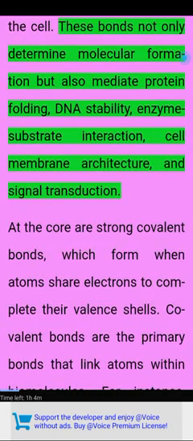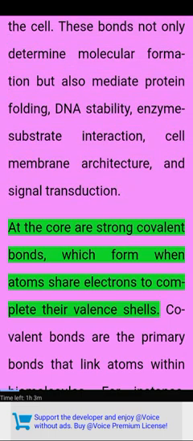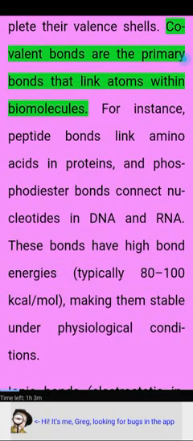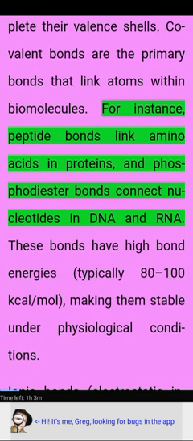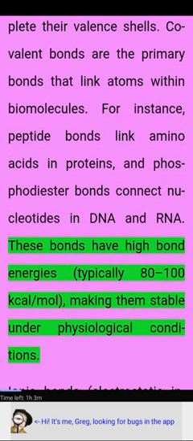These bonds not only determine molecular formation but also mediate protein folding, DNA stability, enzyme-substrate interaction, cell membrane architecture, and signal transduction. At the core are strong covalent bonds, which form when atoms share electrons to complete their valence shells. Covalent bonds are the primary bonds that link atoms within biomolecules. For instance, peptide bonds link amino acids in proteins, and phosphodiester bonds connect nucleotides in DNA and RNA. These bonds have high bond energies, typically 80 to 100 kcal per mole, making them stable under physiological conditions.